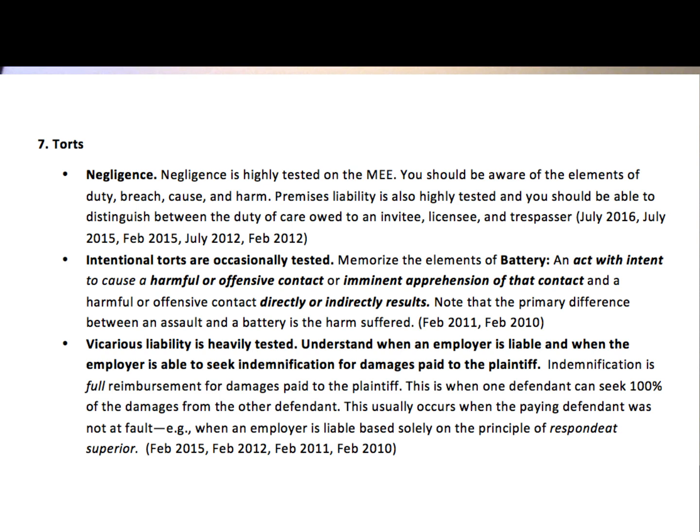And lastly, you should be well versed in vicarious liability. You should know the difference between indemnification and contribution. This usually comes up when an employee commits a tort and the question is whether the employer is liable, and if so, if they can seek any kind of money from the employee. You should be able to say these words, vicarious liability, indemnification, contribution, and bold them and draw attention to them in your torts essay answer.